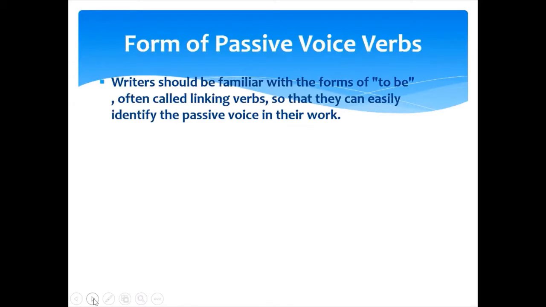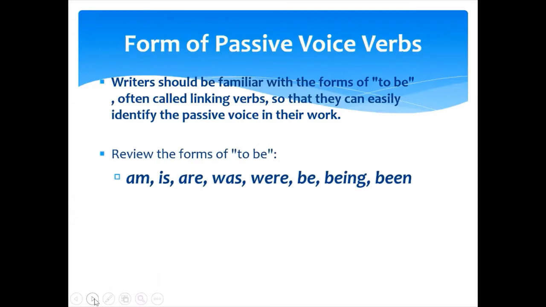Writers should be familiar with the forms of to be, often called linking verbs, so that they can easily identify the passive voice in their work. These are some of the forms of to be: am, is, was, were, be, being, and been.